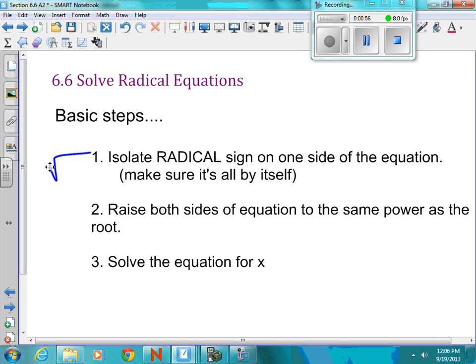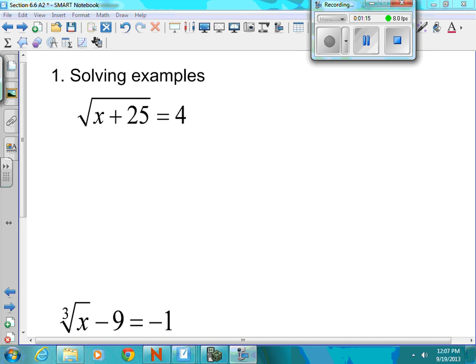And then whatever the root is, raise both sides of the equation to the same power as the root. If it's a square root, then you will square both sides. If it's a cube root, you will cube both sides. Fourth root, fourth power to both sides. And then you will solve the equation for x. Sounds pretty easy, doesn't it? Okay, let's try some examples.